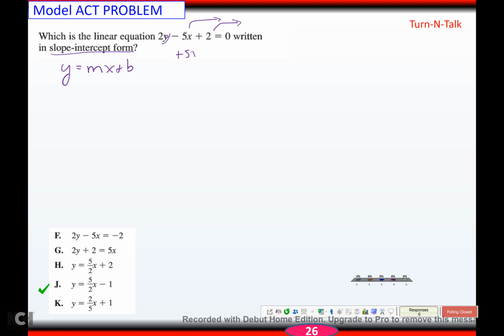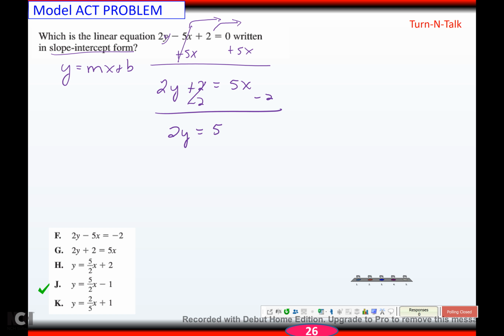So to get y alone here, I'm going to move this over, and I'm going to move this over. So I'm going to add 5x, and maybe I should do it one at a time. I don't want to lose you. So I'd have 2y plus 2 equals 5x, and I'm going to minus 2. That gives me 2y equals 5x minus 2. Divide by 2, and I get y equals 5 halves x minus 1. Anytime you see slope-intercept form, it means get y alone.